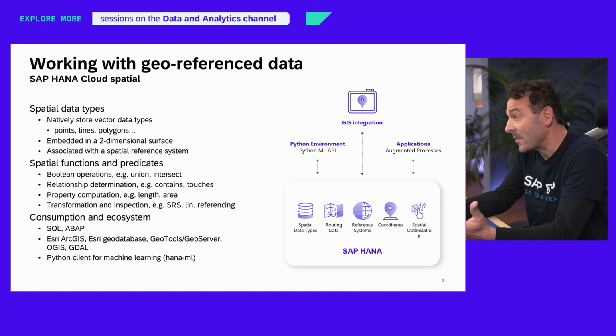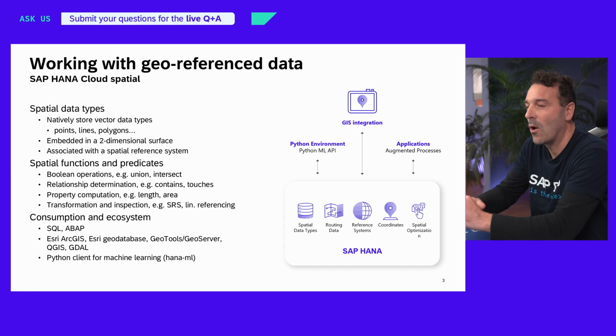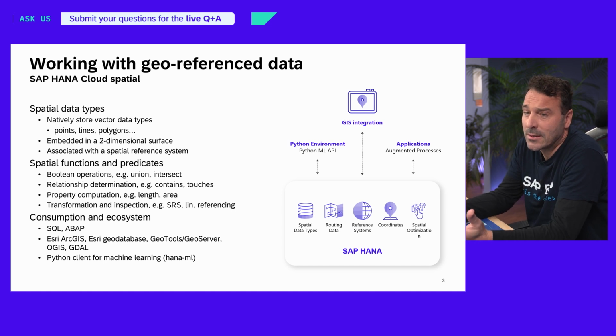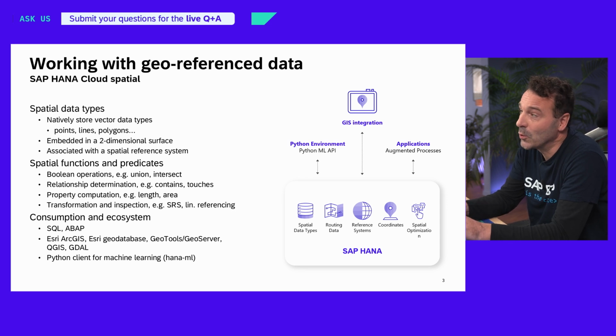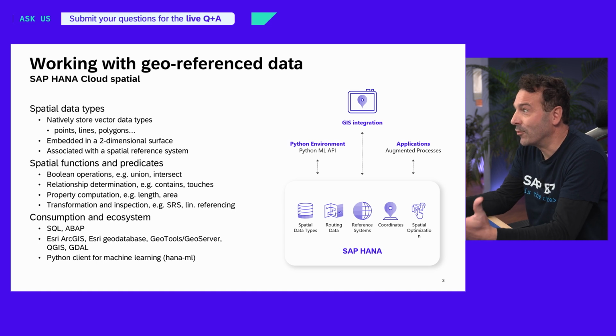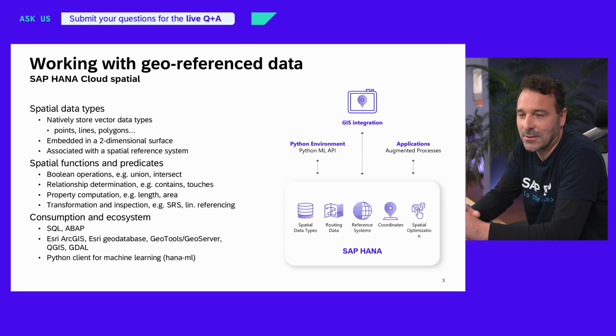This is georeference data that is embedded in a two-dimensional surface, so the surface of the Earth, and it is also connected to a so-called spatial reference system, which depicts the model of the Earth, how you think about it in a flat way or in a round Earth way. There is a large number of spatial functions and predicates that allow you to manipulate spatial data, or also to detect relationships between two polygons, for example, intersect, and things of that nature.